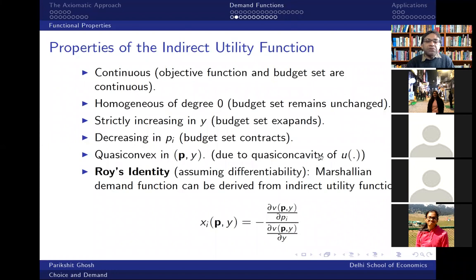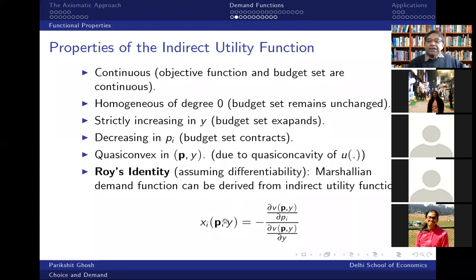Quasi-convex, I'll leave that to you. You can look at it from the book. Here's a result. Let me talk about this because it's an application of the envelope theorem. Roy's identity. What is this saying? This is saying that if I knew the indirect utility function, I can back out the demand functions from that.